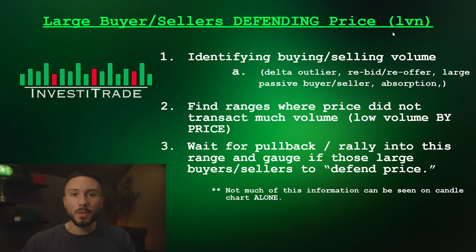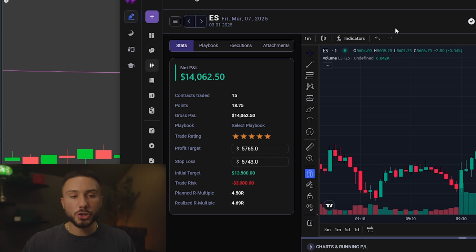And then the whole idea and the basis of this is to wait for a pullback or a rally into these low volume nodes to gauge if those buyers or sellers are defending price. It's just a simple strategy to gauge large buyers or large sellers present in the market. And the reason why we know they're large buyers or large sellers is because there was not a lot of volume that was needed to lift the market. And this is why point number 2 is so important to this strategy. So showing this trade from March 7th, this was a 4.5 to 1 risk to reward ratio.